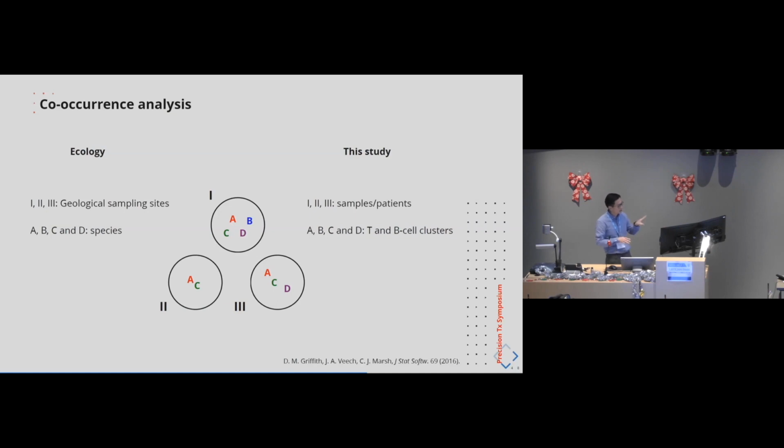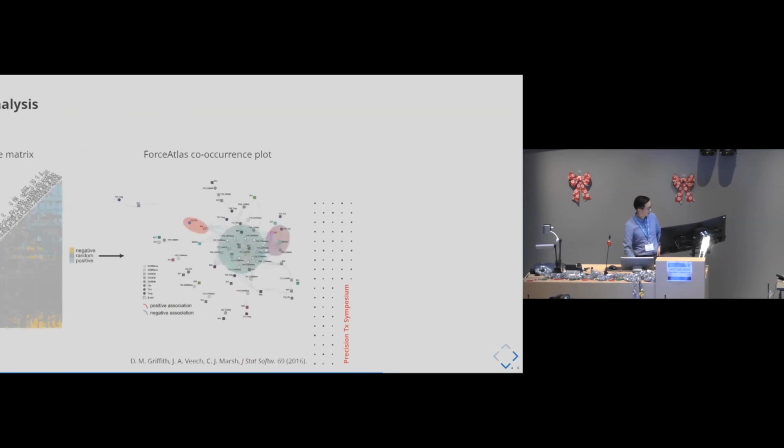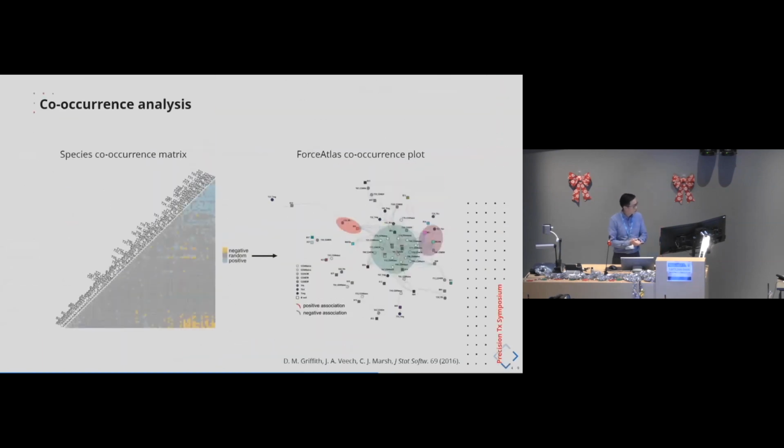So we borrow this idea. For the geographical sampling site, it's just patients. Each patient is equivalent to a sampling site, and the T and B cell clusters we treat as species. When we do this analysis, we get a species co-occurrence matrix, which is very busy to look at. But we extract the information on the interactions between T and B cells, and plotted it again in the force directed map.